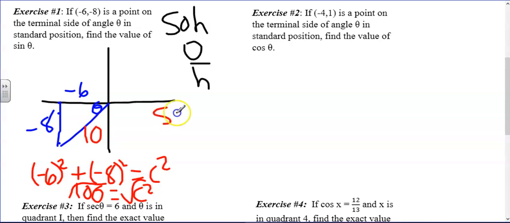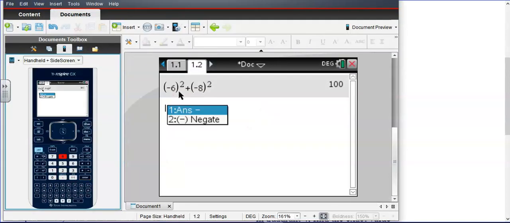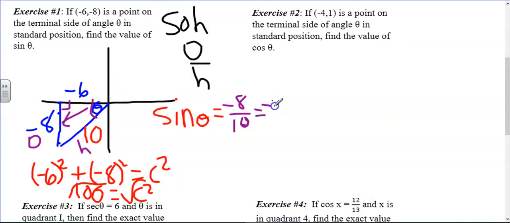So what am I looking for? Sine theta. Make sure you write theta after sine. And then I've got to label my sides. So what do I have? Here's my angle. Opposite is across. And then I just found my hypotenuse. So it's -8 over 10. And then you want to make sure it's in reduced form. So you can even type in, make a fraction first, and then just do -8 over 10. -4 over 5. So that's my final answer.